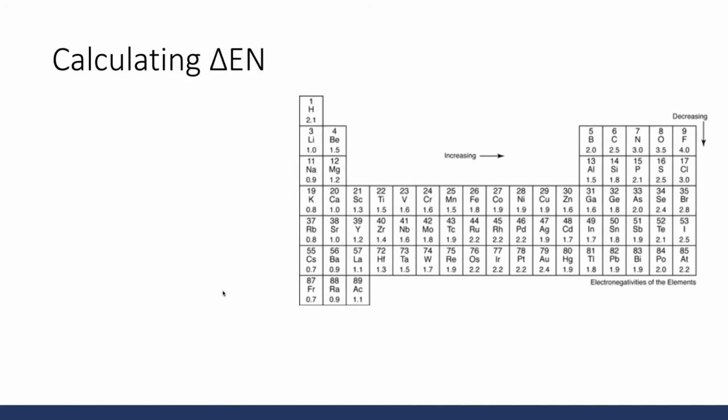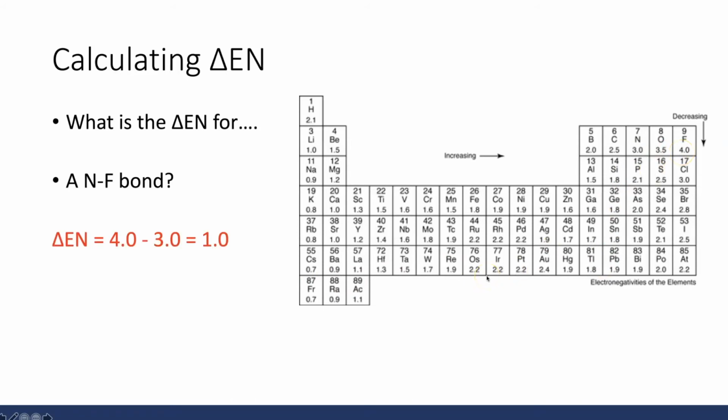All right, so let's do some practice problems. What is the delta En for a nitrogen-fluorine bond? I just need to go over here, find nitrogen, 3.0, fluorine, 4.0. Then I'll calculate. Delta En will be 4.0 minus 3.0. Notice I do the larger value first, so it's 4 minus 3, which gives me 1. So according to our definition, is this bond polar? Well, yes, it's greater than 0.5. So a nitrogen-fluorine bond would be a polar bond.